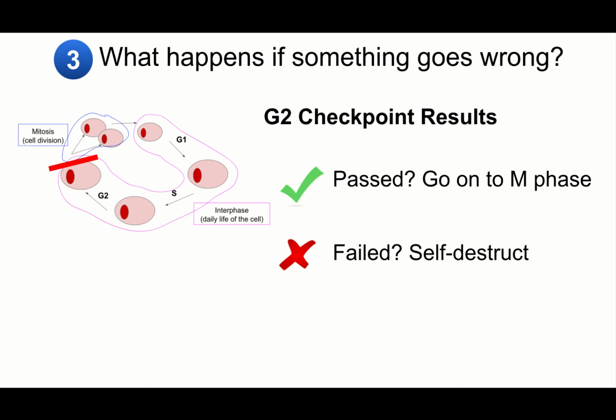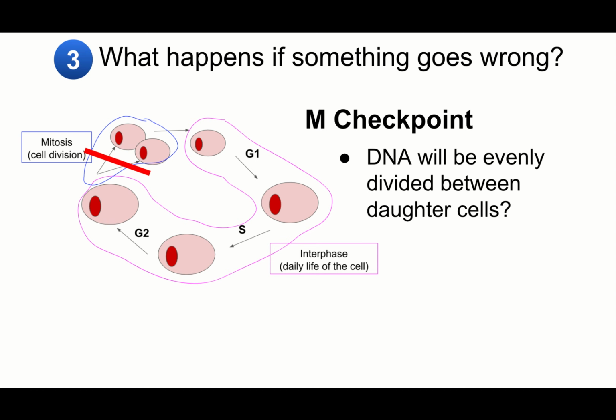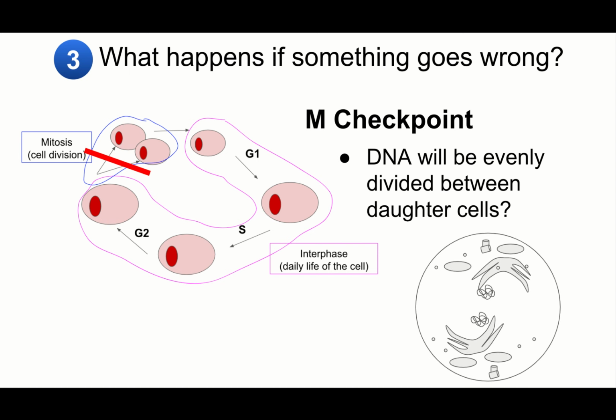But let's assume that we passed the G2 checkpoint and we move on in the cell cycle. We get into mitosis. And at some point in the middle of mitosis, we will hit the M checkpoint. The purpose of the M checkpoint is to make sure that DNA is going to be split evenly between the daughter cells. So remember this picture that showed that the DNA and the organelles were going to be dividing themselves equally between the top half and the bottom half. That's really important because each daughter cell needs exactly the same DNA and exactly the same amount of DNA. So we need one set of DNA to go to the top cell, one set of DNA to go to the bottom cell. And the M checkpoint is making sure that that happens.